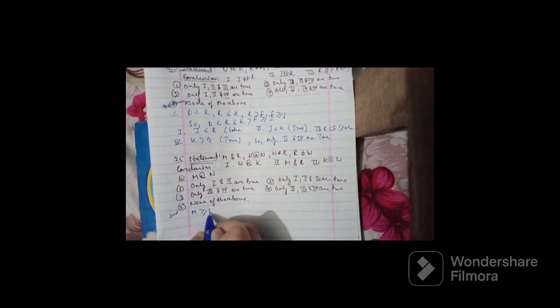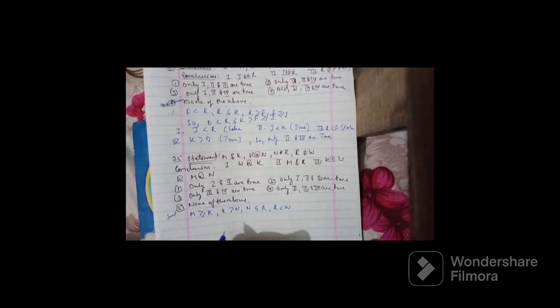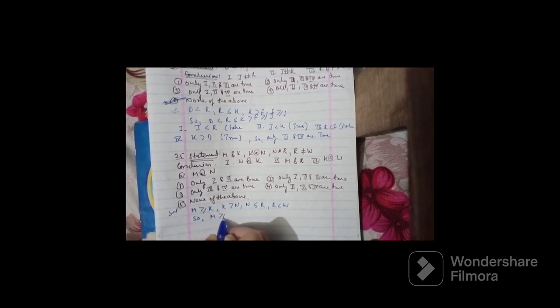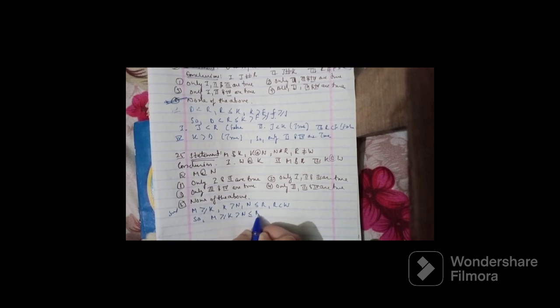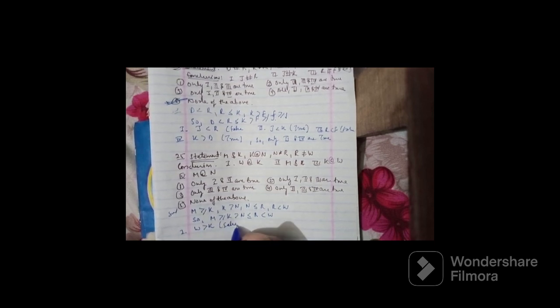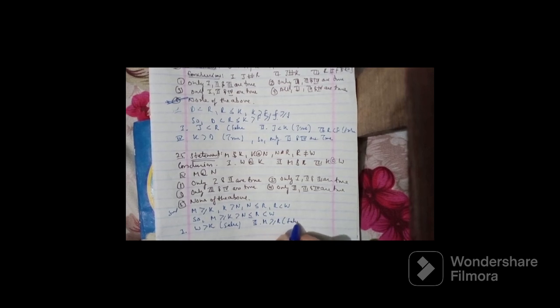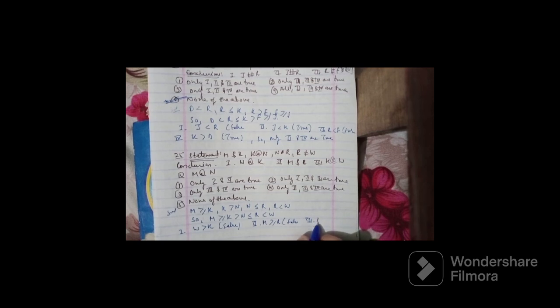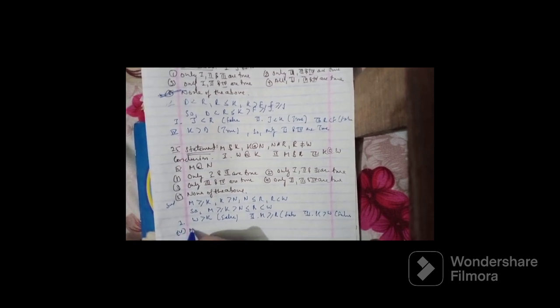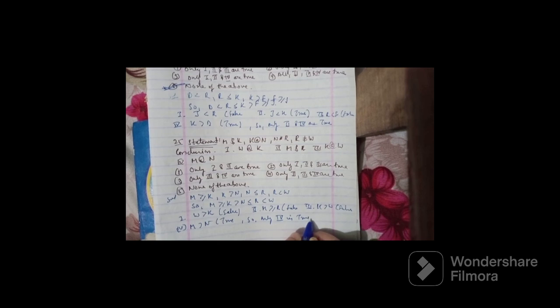M is greater than or equal to K, K is greater than N, N is less than or equal to R, and R is less than W. So M greater than or equal to K, greater than N, less than or equal to R, and less than W. For the first conclusion, W greater than K, which is false. Second, M greater than or equal to R, which is false. Third, K is greater than W, that is false. Fourth, M greater than N, which is true. So only the fourth is true that we have here.